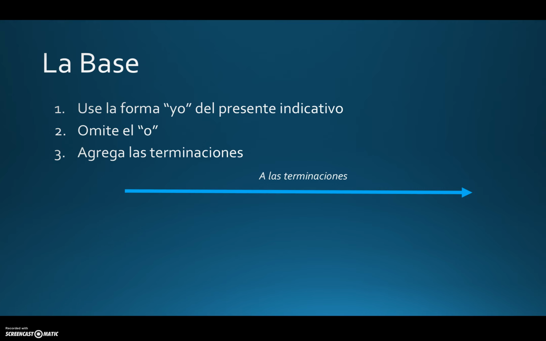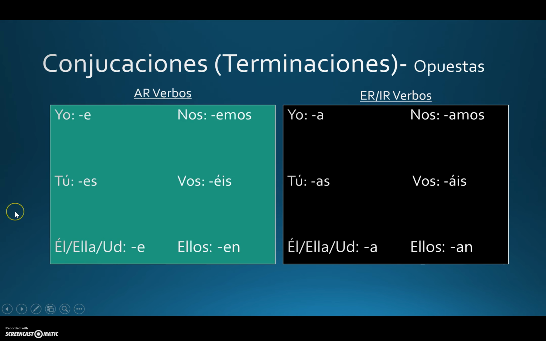La base. Primera, use la forma yo del presente indicativo. Omite la o y agrega las terminaciones. Las conjugaciones son opuestas. Todas son opuestas. So your AR verbs and ER and IR verbs in the present indicative, the endings are just switched. So with AR verbs, the endings are e, es, e, emos, éis, en. And the ER and IR verb endings are a, as, a, amos, áis, an.